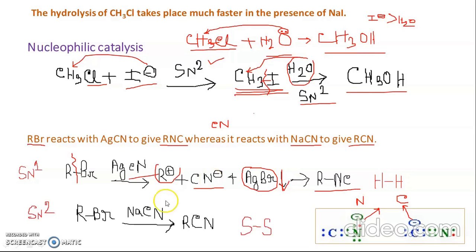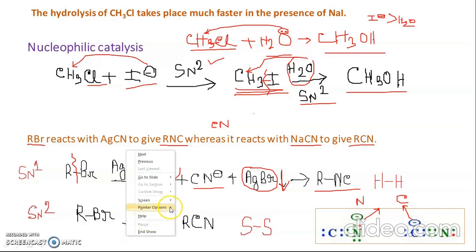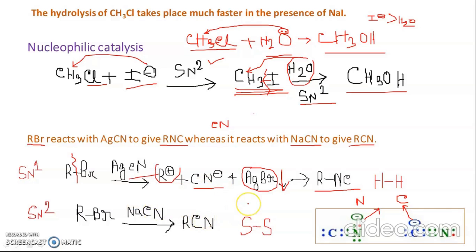Now if it is NaCN you are using, the reaction is going through SN2. Now unlike AgCN, in presence of sodium cyanide, the sodium ion cannot promote the ionization of the RBr bond, unlike the previous process. So that is why there is no formation of R plus. It is going through SN2, so bond formation by the nucleophile is taking place, and the bond breaking of this RBr bond, that is the R and leaving group bond, is also taking place simultaneously in the transition state.